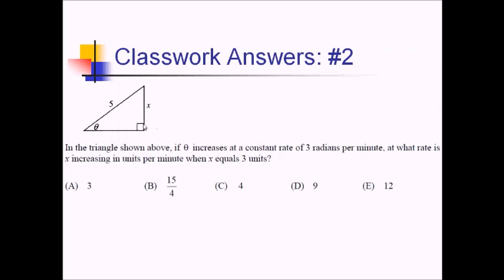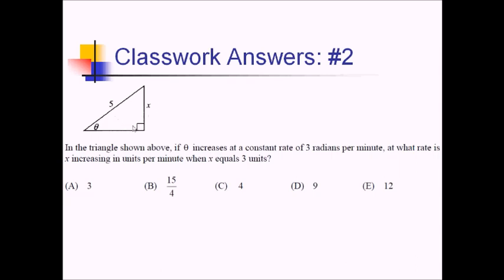On this problem, in the triangle shown, if theta is increasing at a constant rate of 3 radians per minute, at what rate is x increasing per minute when x equals 3 units? So this is a related rates problem. We have the rate that this angle is changing at and the rate that this triangle side is changing at. Let's write a formula that puts them all together.